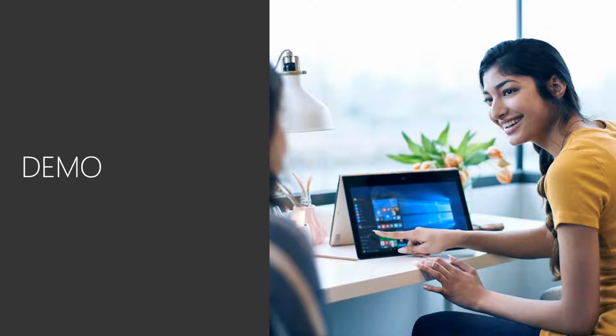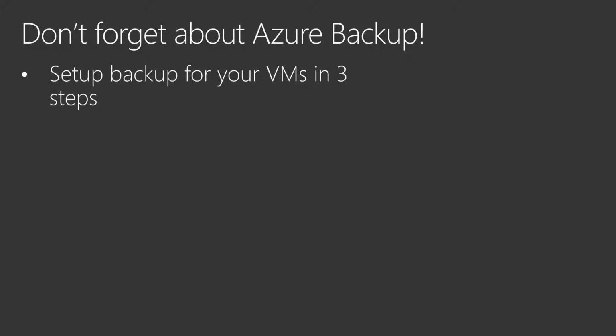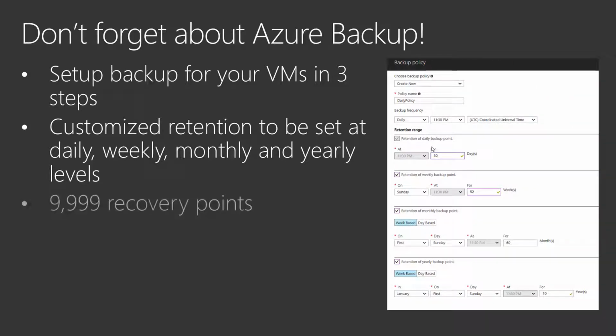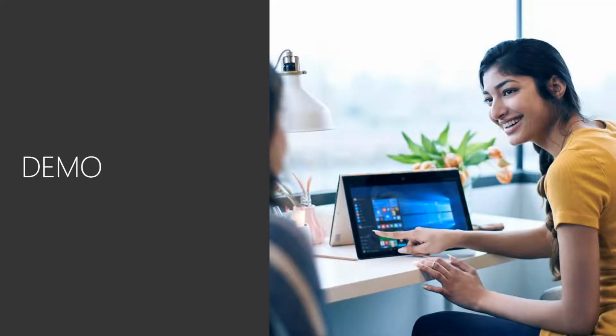To continue our session, everything is good, but don't forget about Azure Backup. Azure Backup is one of my favorite features as well. You can set up backup on a VM in 3 steps, and I will show you in my last demo. You can customize your retention to be set on daily, weekly, monthly, or yearly. And the good thing about this is the retention period. It's up to 99 years, although it's not yet tested, as you can imagine, because you don't have Azure for 99 years. But you can have up to 9,999 recovery points. So now it's time for the second and last demo.